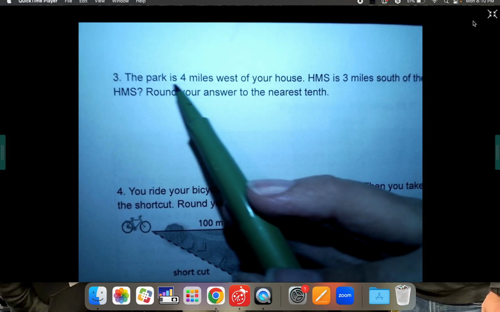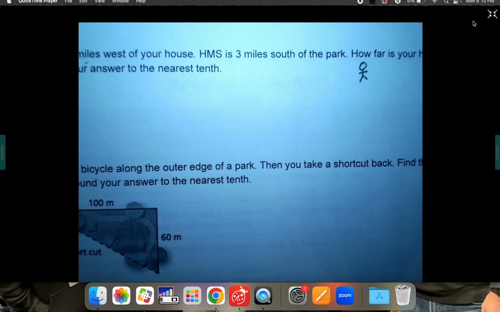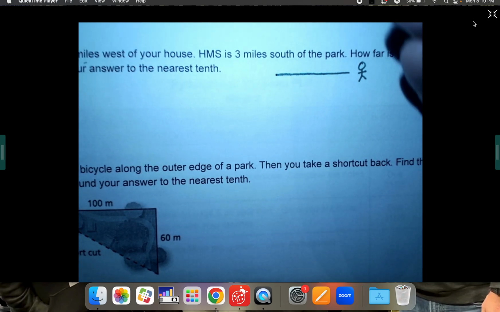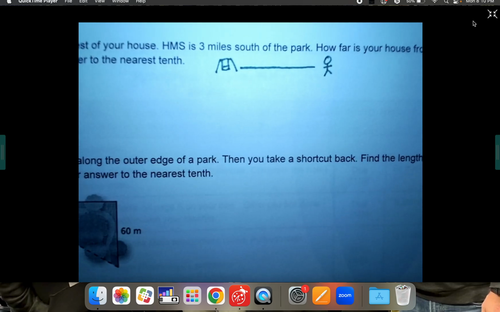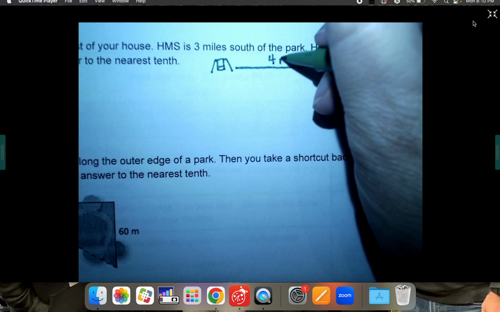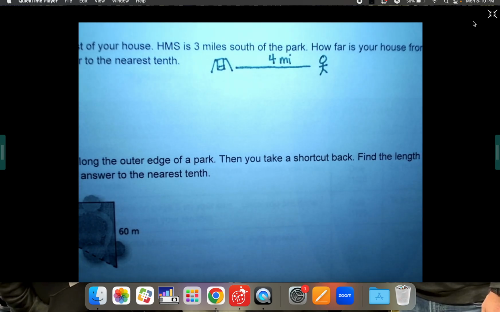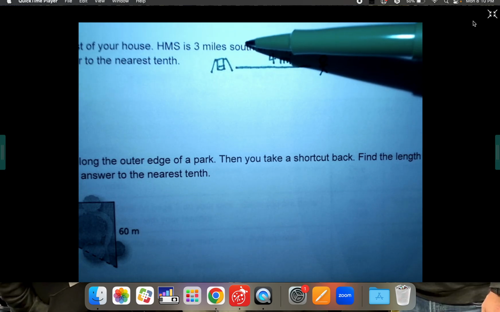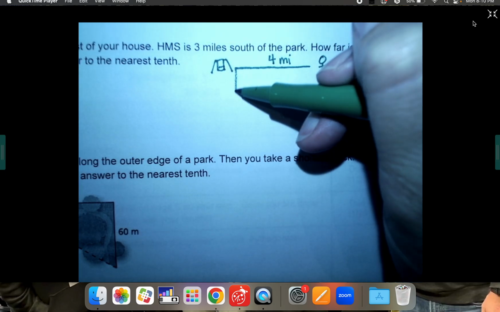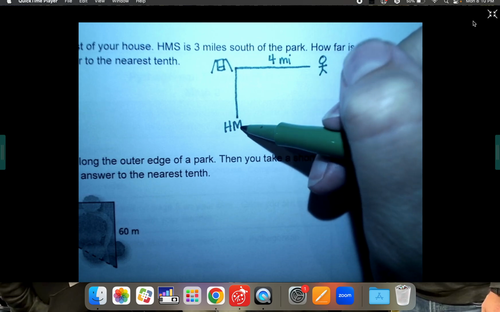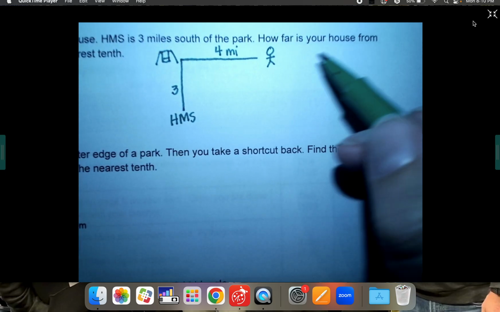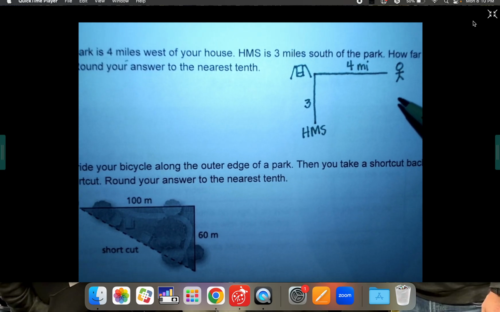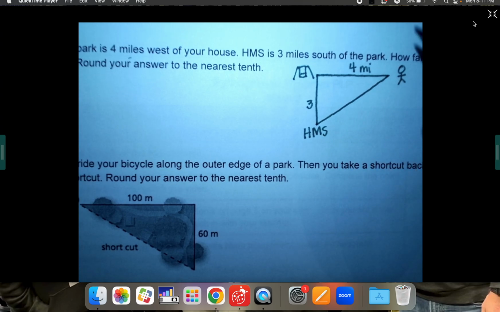The park is 4 miles west. Here is the park, and it's 4 miles west. Great. Your house, you walk 4 miles to go to a park. HMS is 3 miles south of the park. So 3 miles south of the park is HMS. How far is your house from HMS? So the diagonal from your house to HMS, round to the nearest tenth.